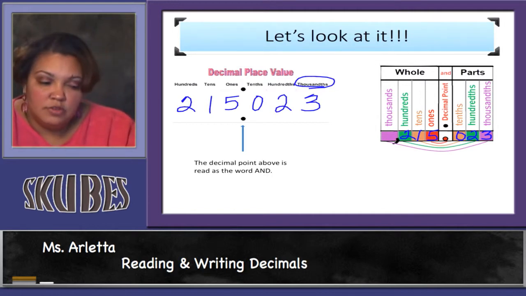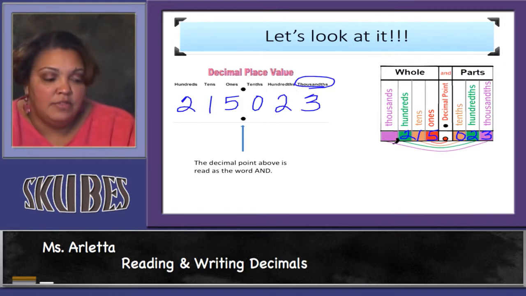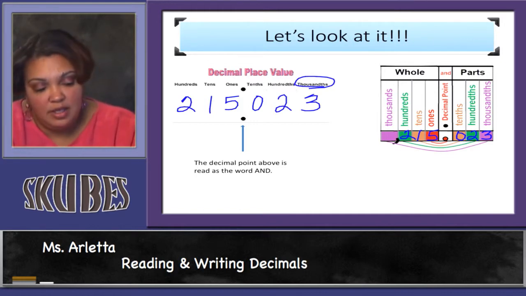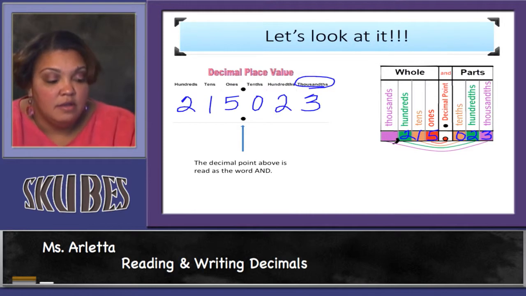What I want to give you is a little tip. When you're looking to the right of your decimal point, think of the direct opposite of the left side, going to the right. The only thing is, to the right of your decimal point, there are no ones. You will start with your tenths, then your hundredths, and your thousandths. So let's try it.